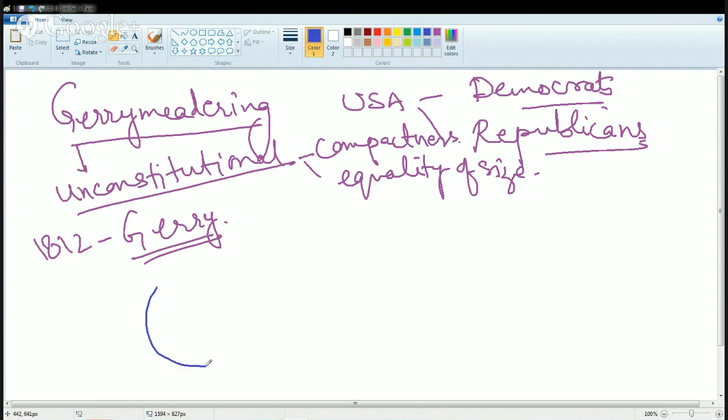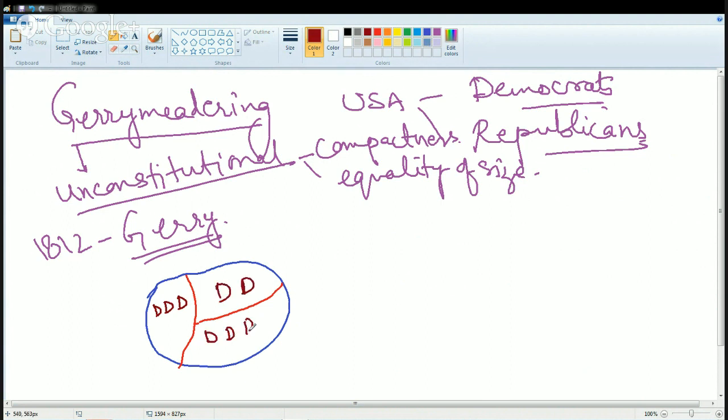For example, let me say this is a district. Now in this district there are three divisions. Now I'll draw D for Democrats. So you have two Democrats here, 1, 2, 3, 4, and 5 Democrats here. And I'll choose gray for Republicans. Now let's look into this diagram. So this state has three districts.